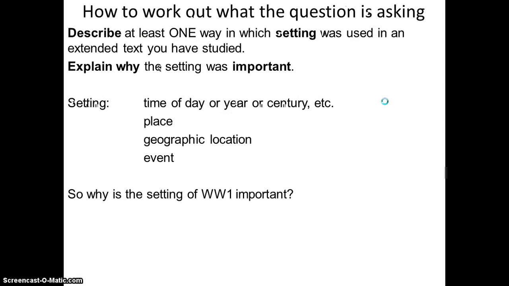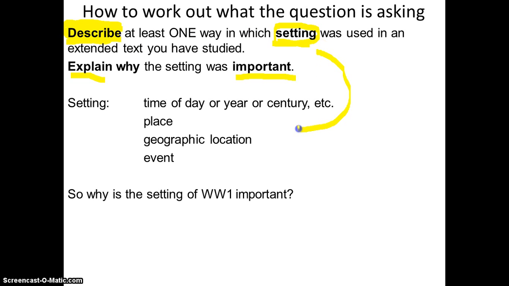I'm going to break it down now in this same tutorial. Okay, describe at least one way in which setting was used in an extended text you have studied. Explain why the setting was important. Now, if you remember from our film tutorials, describe, that is going to happen naturally. You don't need to stress too much about that, because every time you put a quote from the written text, whether it be a novel, a short story, a poem, every time you put a quote, you are describing it. This is very important, this word here. If it asks you to talk about setting, you have to talk about setting.